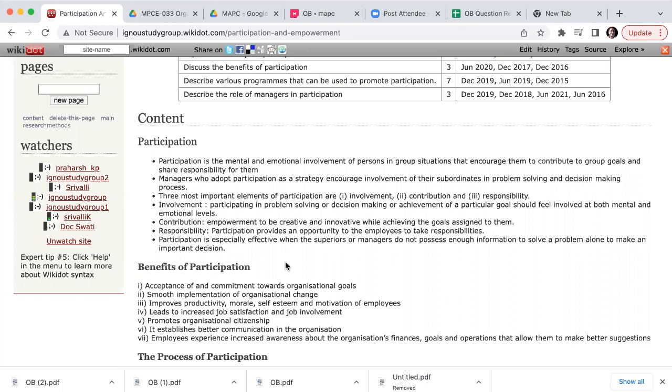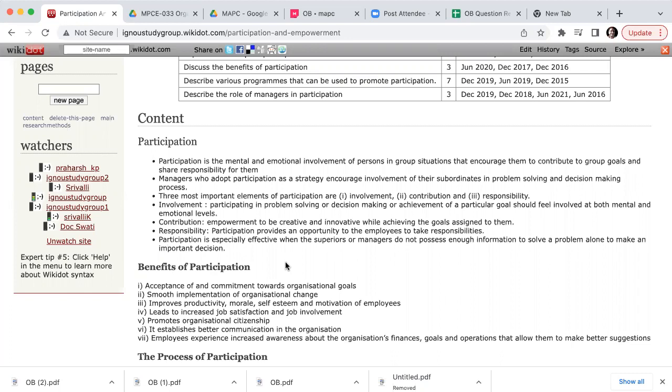The managers who adopt this strategy would involve their subordinates in problem solving, decision making, and various other activities, so that they feel that responsibility. The most important elements of participation: getting involved is the first and foremost thing, contributing after getting involved is the second, and the third thing is responsibility. You need to have that feeling of responsibility. So these are the three elements.